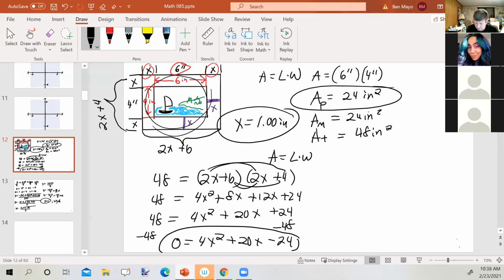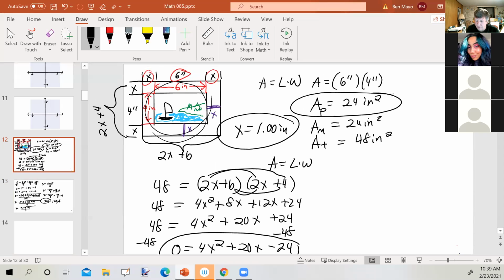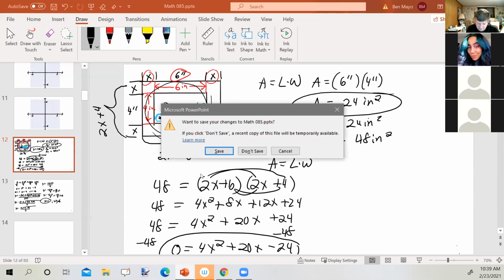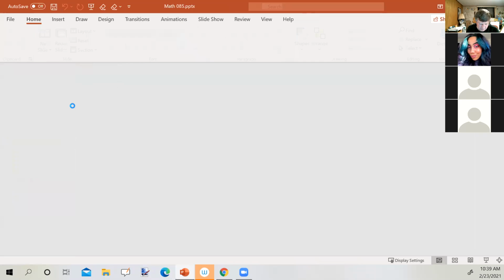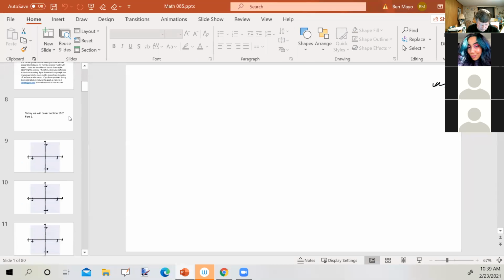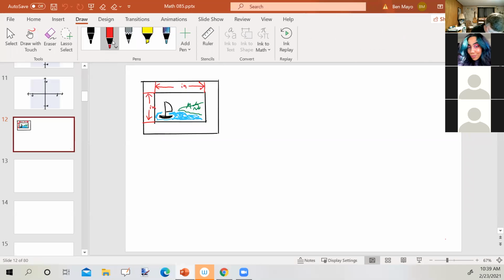Okay, we're going to do another example here. Are we good? Because as soon as I click these things, it's all going to be gone. All right, so I'm going to do that, open it again. And now our dimensions are 7 inches by 3 inches, and we're going to go through the exact same process.